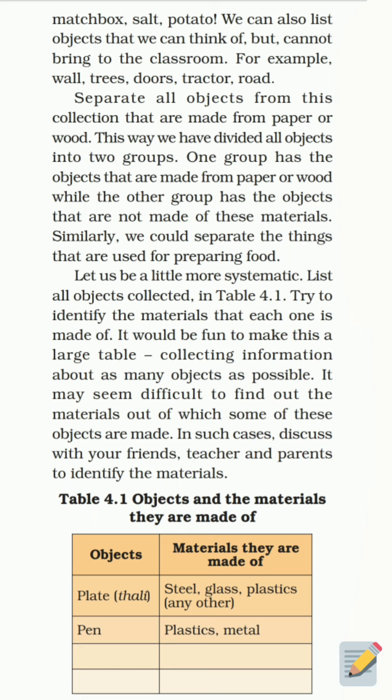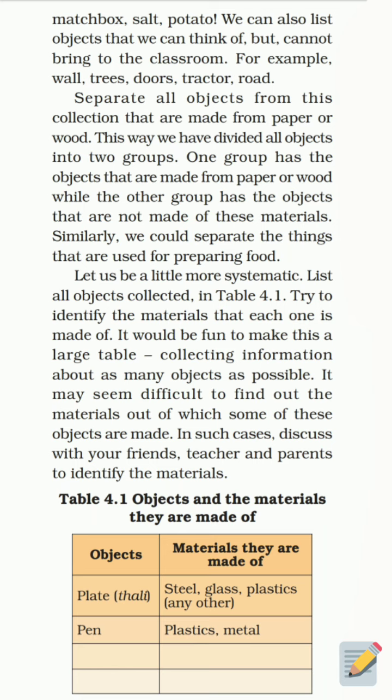Now separate all objects from this collection that we have made from paper or wood. This way we have divided all objects into two groups. One group has the objects that are made from paper or wood, while the other group has the objects that are not made of these materials. Similarly, we could separate the things that are used for preparing food. Let us be a little more systematic.